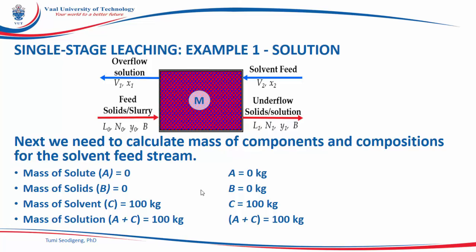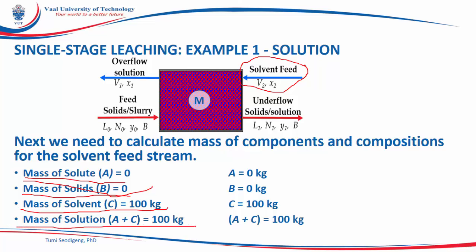Next, we need to calculate the mass of components and compositions for the solvent feed stream, which is this stream here. We know that it's fresh solvent, so the mass of solute is 0. There's no solids in the fresh solvent. The mass of solids B is 0. The mass of solvent is given as 100 kilogram of hexane. And then the mass of solution, which will be the combination of solute plus solvent, knowing that the solute is 0 and the solvent is 100, will become 100 kilogram.